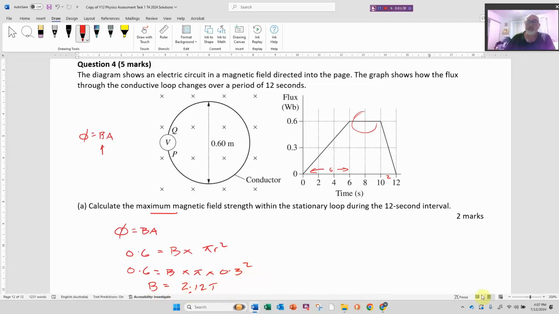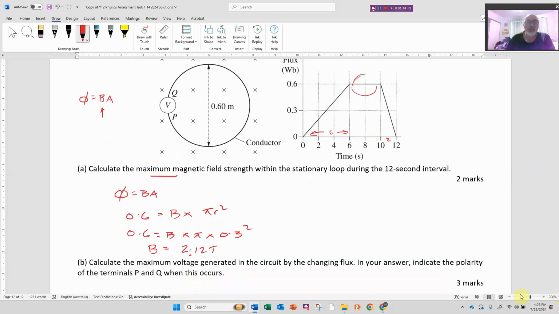Righto, next part asks, calculate the maximum voltage. So maximum voltage is EMF equals negative N change in flux over change in time. And we've only got one loop, so we're good with that. Indicate the polarity of the terminals as well. The biggest EMF is going to be when this changes the most, or when the gradient's the steepest.